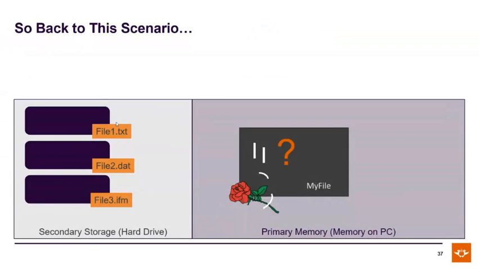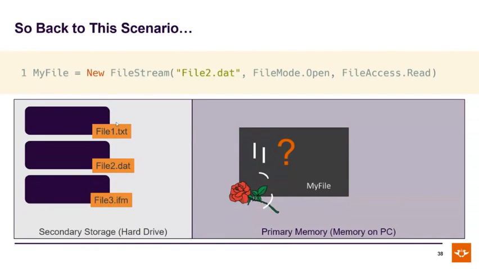All right. So, going back to our scenario, which one are we going to connect to? So we've got our file stream. We're going to connect to file2.dat. We've got our file mode, which is open, and our file access, which is read. So the only way to know that you're working with the correct file is the name.